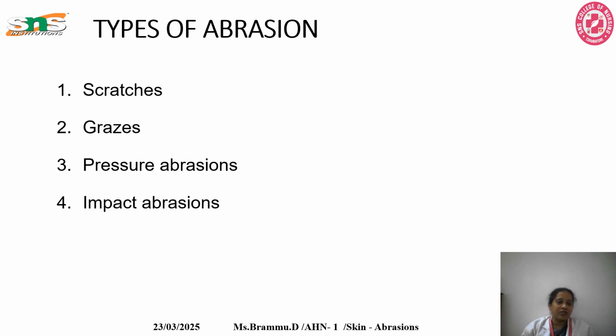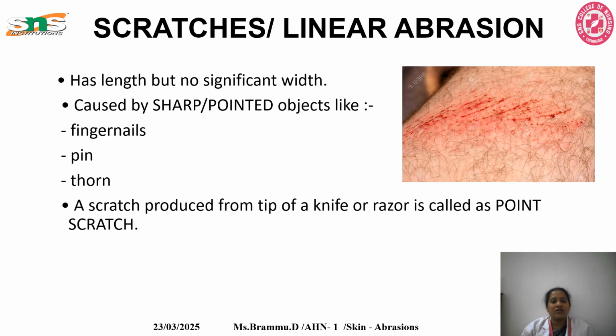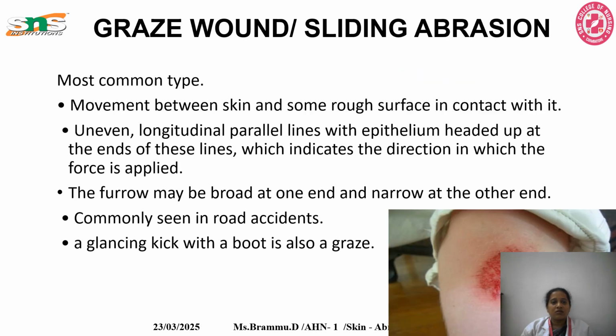So coming to the types of abrasion, you have scratches, grazes, pressure abrasion, and impact abrasion. Going into detail with the scratches or linear abrasion, as you can see in this picture, there are fine marks, might be thorns or some sort of gravel on the ground, which peel the outermost layer of the skin. It has no significant length or width. It is caused by sharp pointed objects like fingernails, pins or tongs or any other rough instrument. A scratch produced from the tip of a knife or razor is called a point scratch. The next type of abrasion is graze wound or sliding abrasion.